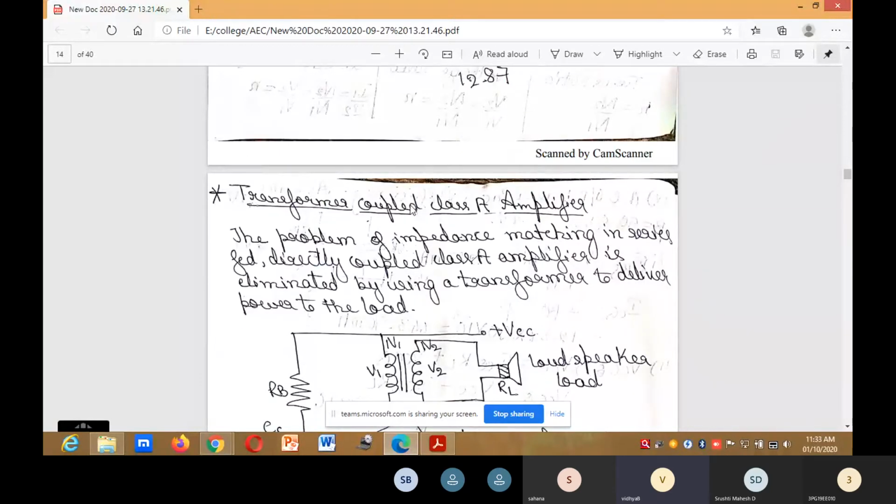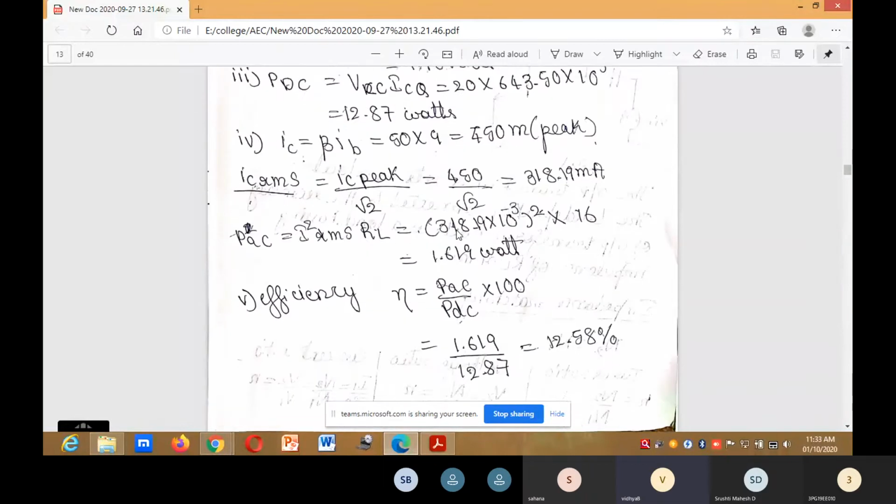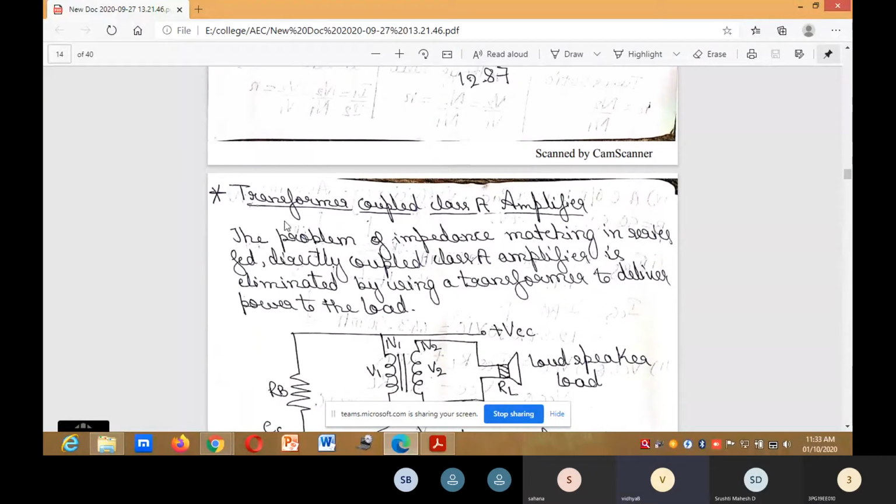What is the disadvantage of the series fed class A amplifier? The load resistance is directly connected in the collector and it carries the quiescent collector current. This will cause a wastage of power, and power dissipation will be more in this series fed class A amplifier. To overcome that, the transformer coupled class A amplifier is used. The problem of impedance matching is in the series fed class A amplifier, so to overcome that, the transformer coupled class A amplifier is used.